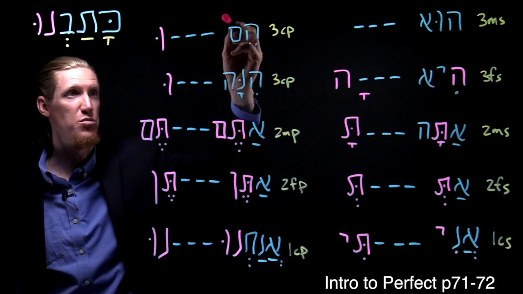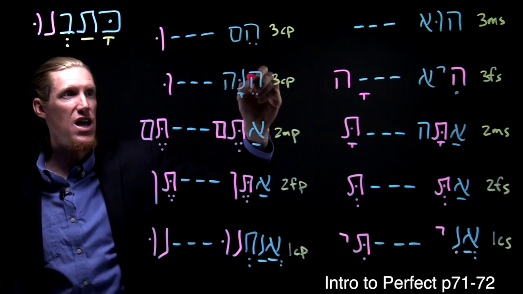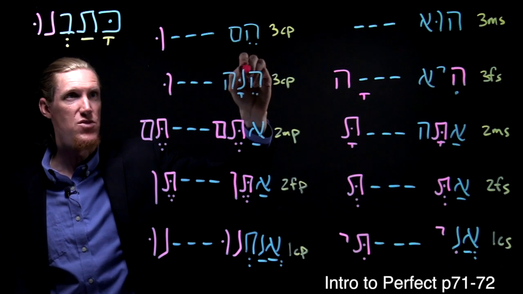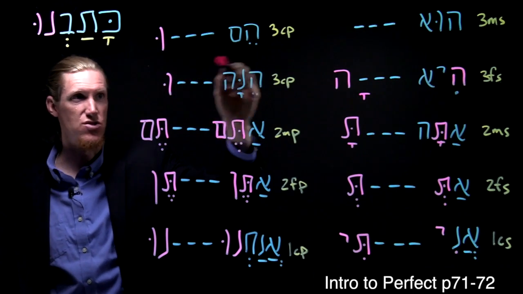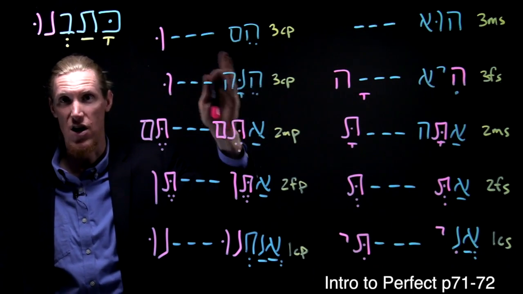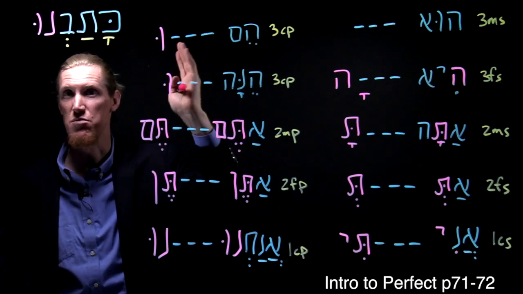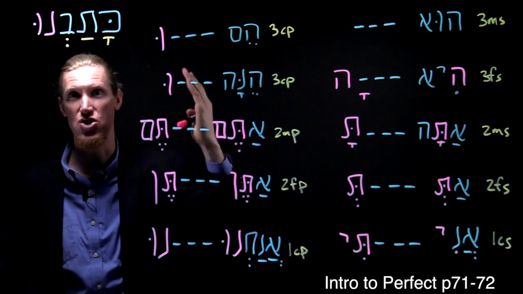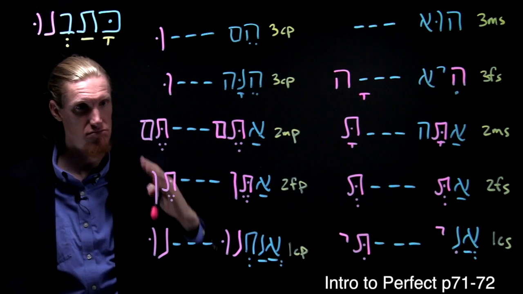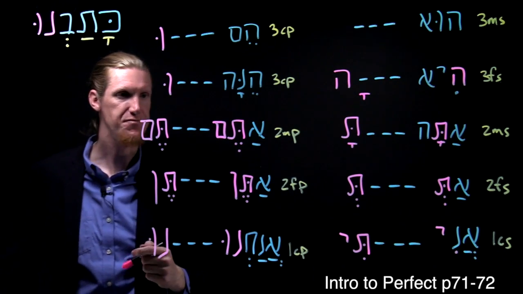Now let's go to the plural column. Hem and hen just become a shureq vav. So there's really no relationship between the pronoun and the affix here, but you can just memorize it. If a verb ends in a shureq vav, it's plural. That's kind of how it goes.